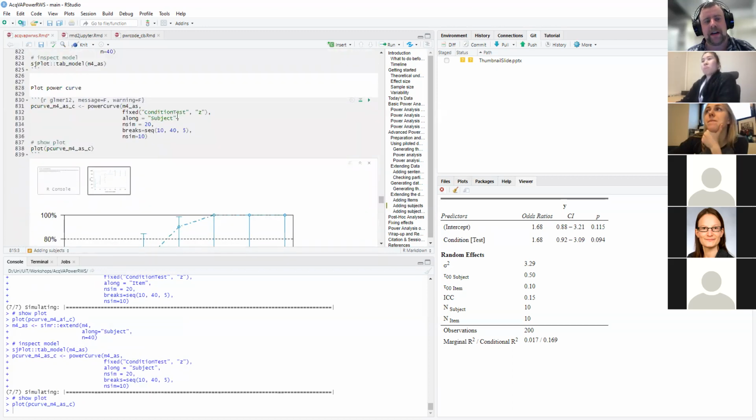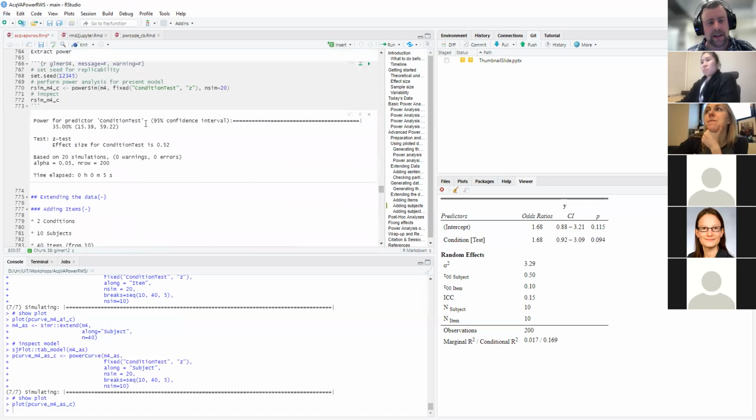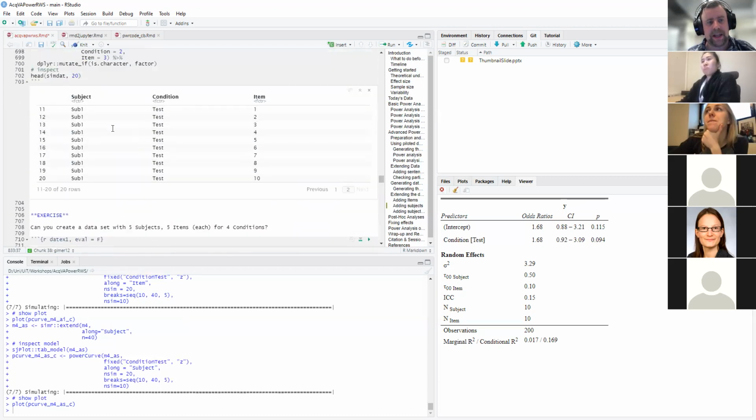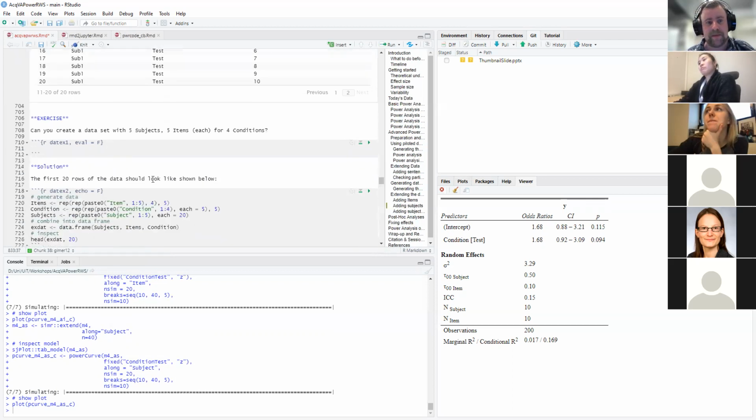When we extend along subjects, right? When we look at the data that we generated in the first place, here, you basically see that each combination occurs only once. We only have subject one, test one, item one once, right? Here, this configuration only occurs once. So everything in this data set occurs only once. And when we say extend along, it will basically add more subjects at the end, and just extend the data set in that way. But each configuration still only occurs once, right?